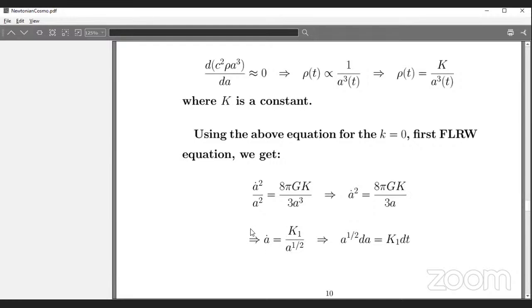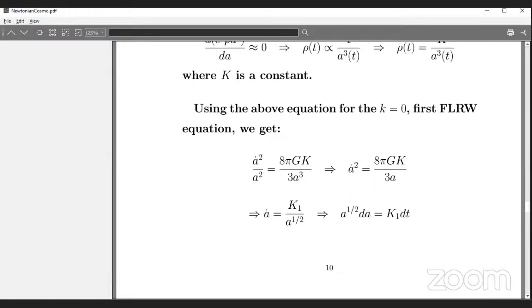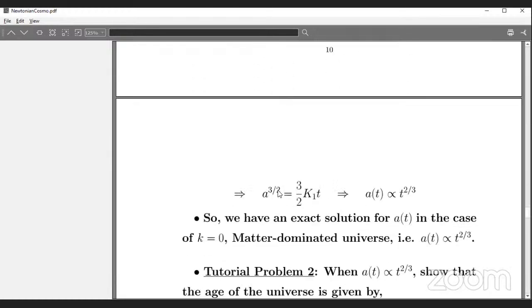Then I can take square root of a to the left-hand side so that I get square root of a da is equal to k1 into dt, because da by a dot is da by dt. The dt part I'll take to the right-hand side. And this equation can be easily integrated. If you integrate both sides, by integration, we get the result that a to the power 3 by 2 is 3 by 2 k1 t. In other words, a of t is proportional to the cosmic time to the power 2/3.